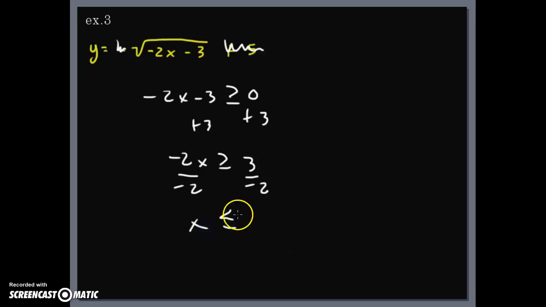We've got x is less than or equal to 3 divided by negative 2. If I put this into Schoology, I put that negative out in front, just like that. So I'm going to move this negative to the front just because that's how you would put it into the computer.